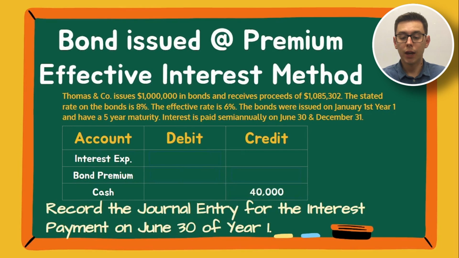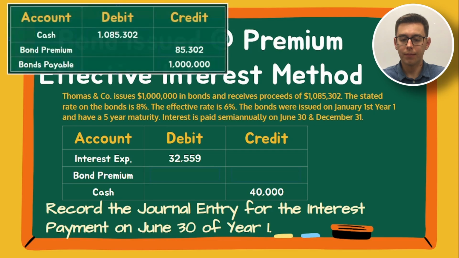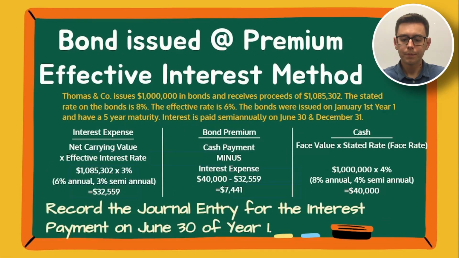So let's go plug these numbers in our journal entry. We have the cash payment of $40,000, and then we have the interest expense of $32,559. To get the entry to balance, we're going to have a debit to the bond premium. And this makes sense because originally for the premium we credited it, and now we need to amortize it and reduce it back down to 0 over the life of the bond. So we're going to debit bond premium in this example.